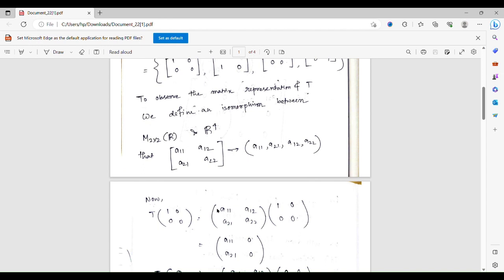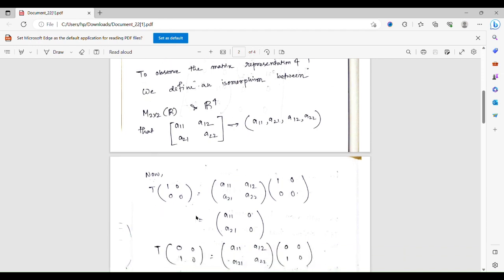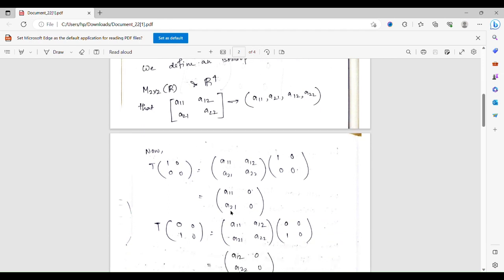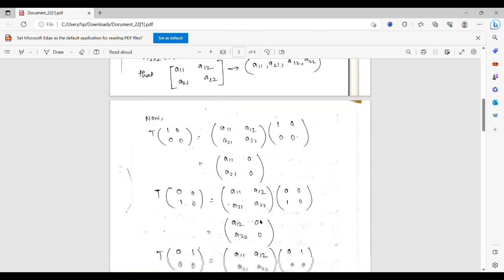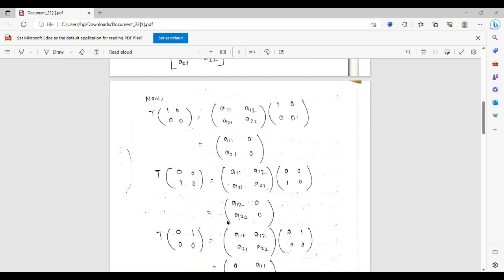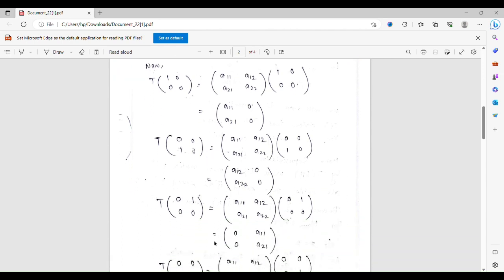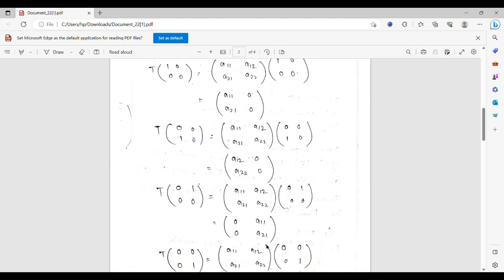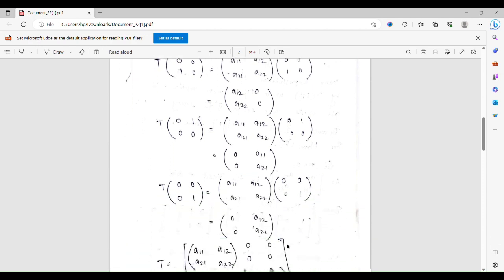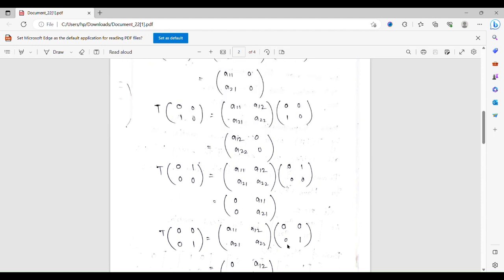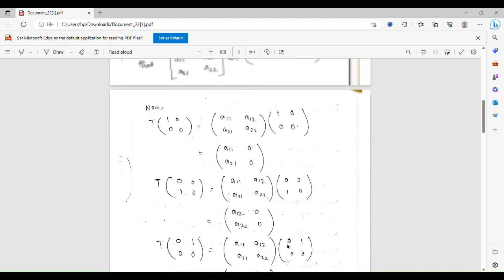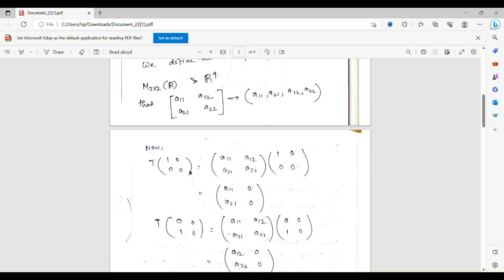T of 1 0 0 0 is basically this one, so I will get A11, A21, 0 0. Similarly, T of 0 0 1 0, I will get this. T of 0 1 0 0, it is just a matrix product, nothing else. So it is obvious. Now what is the matrix representation of T? This is the first basis matrix, so T of this must be the first column vector of the matrix representation of T.